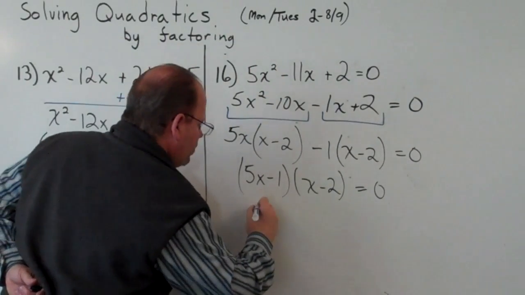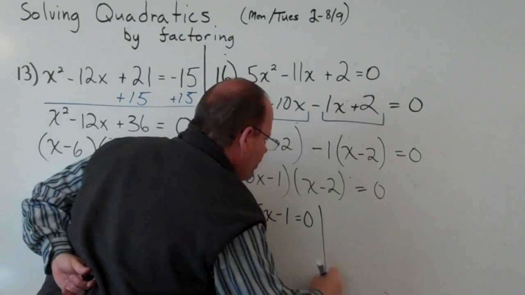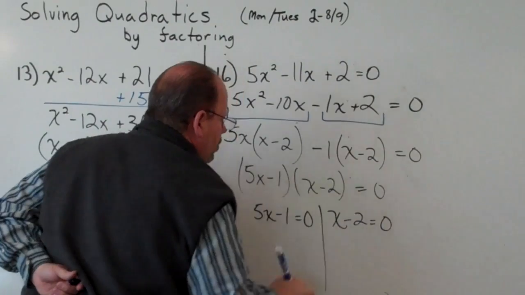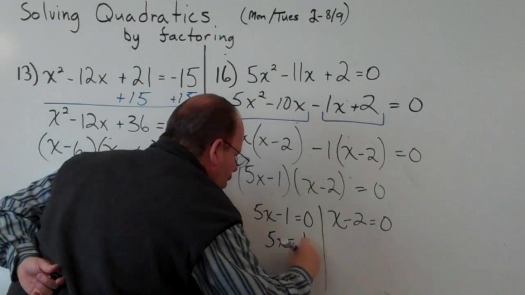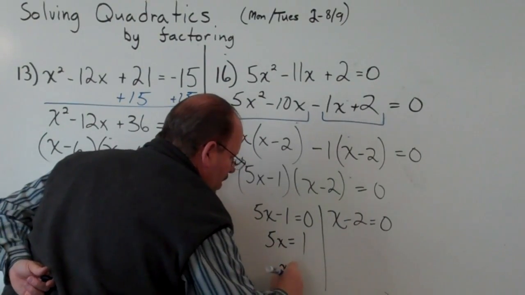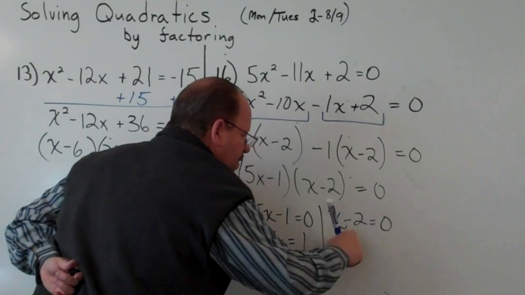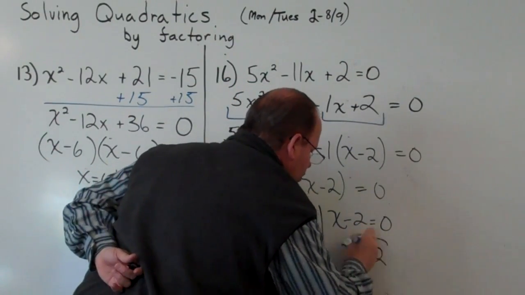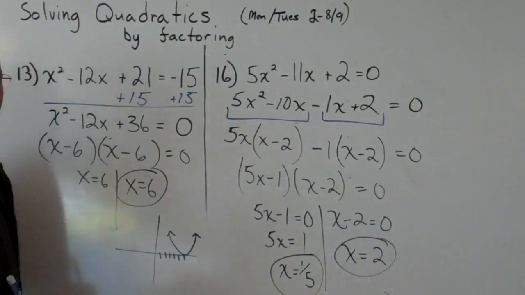And here are our factors, and we just simply solve by setting each of them equal to 0. Add 1 to both sides, 5x equals 1. Divide both sides by 5, x equals 1 over 5. Over here we add 2 to both sides, and we find x equals 2. And of course we circle every answer that we have.